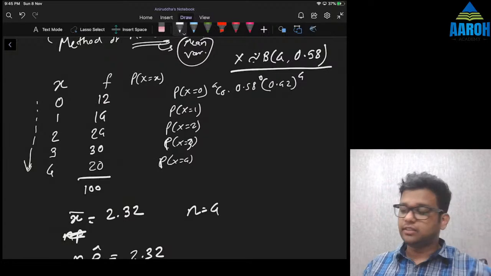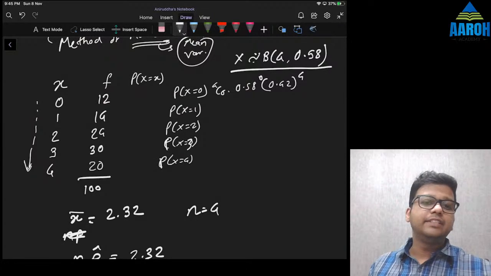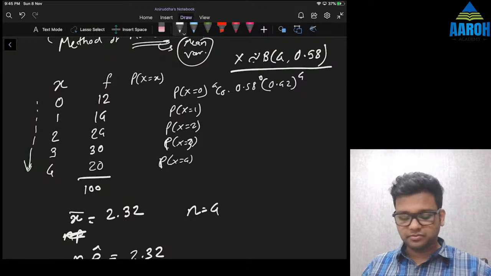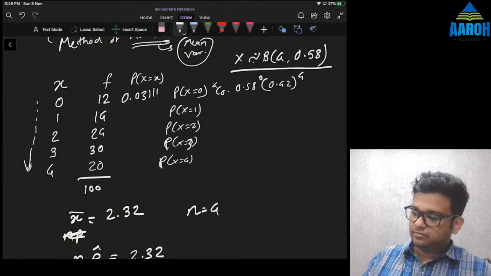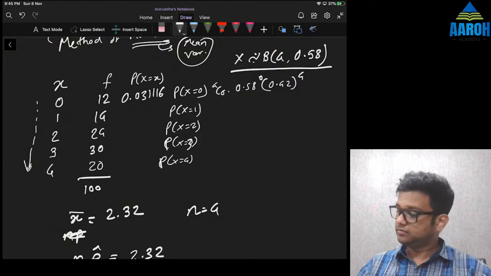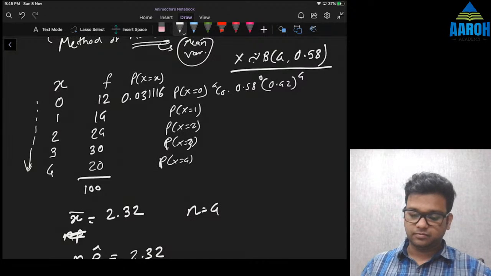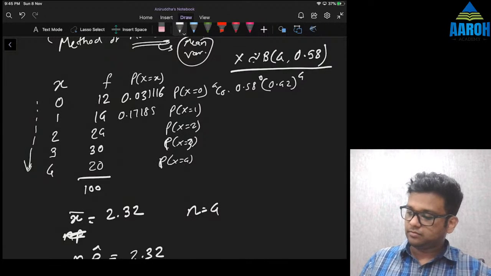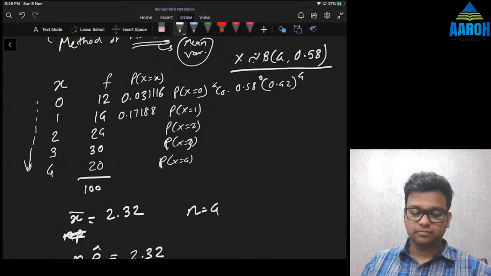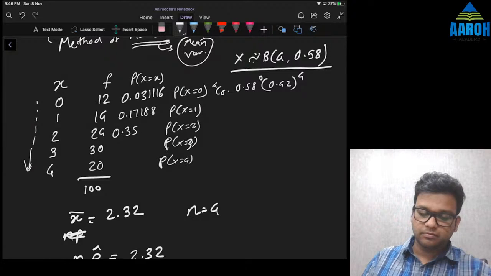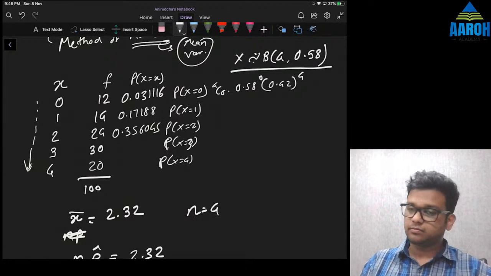Can you calculate this fast? Let's see how fast you can do it. Let's see whether I get it first or you get it first. Fast. Let's see who gets it first.